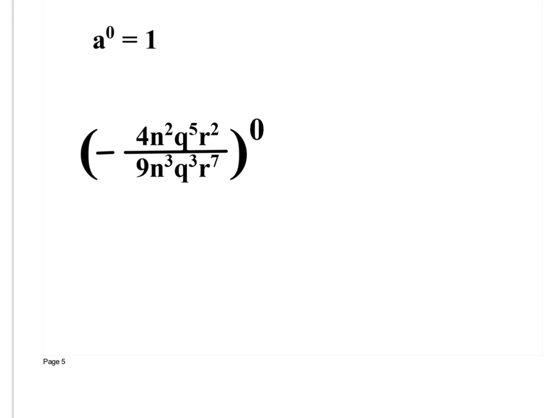All right, this is the zero exponent property. It's just saying that any non-zero number, as long as it can't be 0, if you raise it to the 0 power, then it equals 1. That's all that says. So let's do this problem. Negative 4n squared q to the 5 r squared over 9n cubed q cubed r to the 7, raised to the 0 power. What do we get? 1. There you go. Equals 1. Because everything's being raised to the 0 power. None of these are 0. You can't raise 0 to the 0 power, that doesn't work. But any non-zero number you can raise to the 0 power, it equals 1.